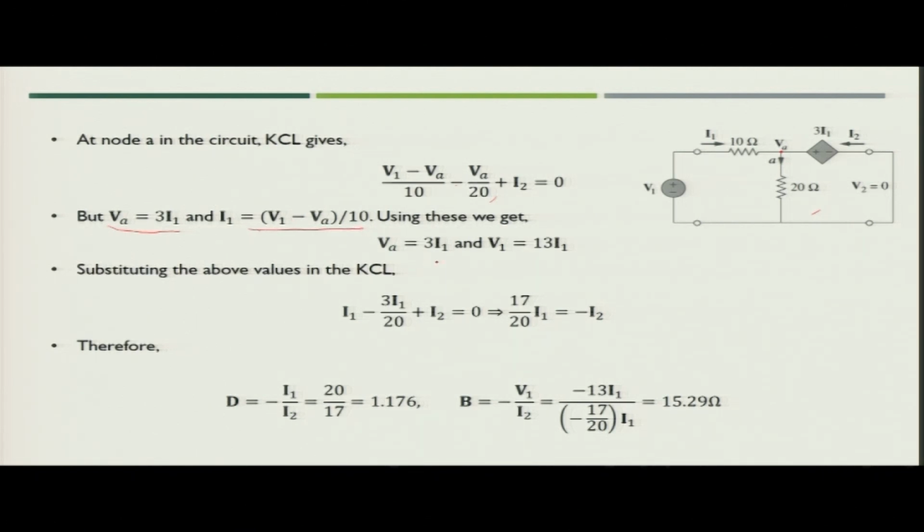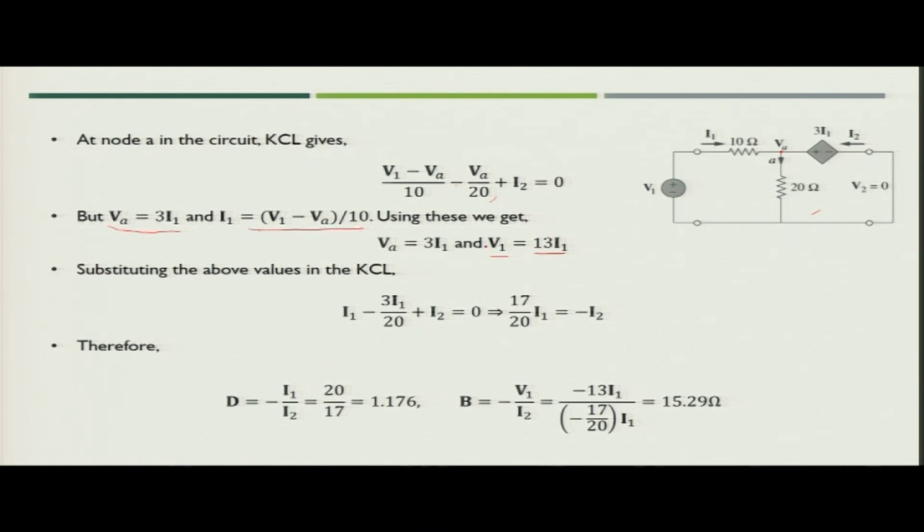So, what we can now say, the value of V1 in terms of I1, because VA we know as equal to 3 of I1. So, we can put it here, and when you simplify you get the value of V1 as equal to 13 of I1. So, if you just put value VA equal to 3 I1 here and simplify, you will get V1 is equal to 13 I1.